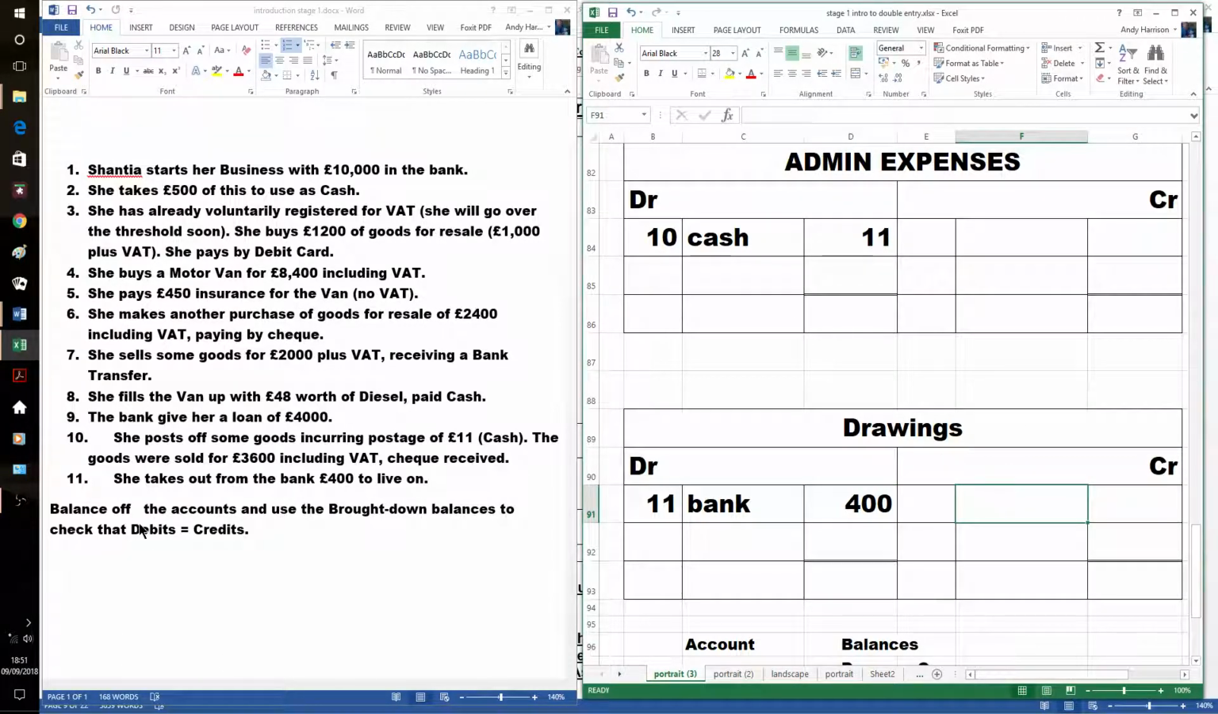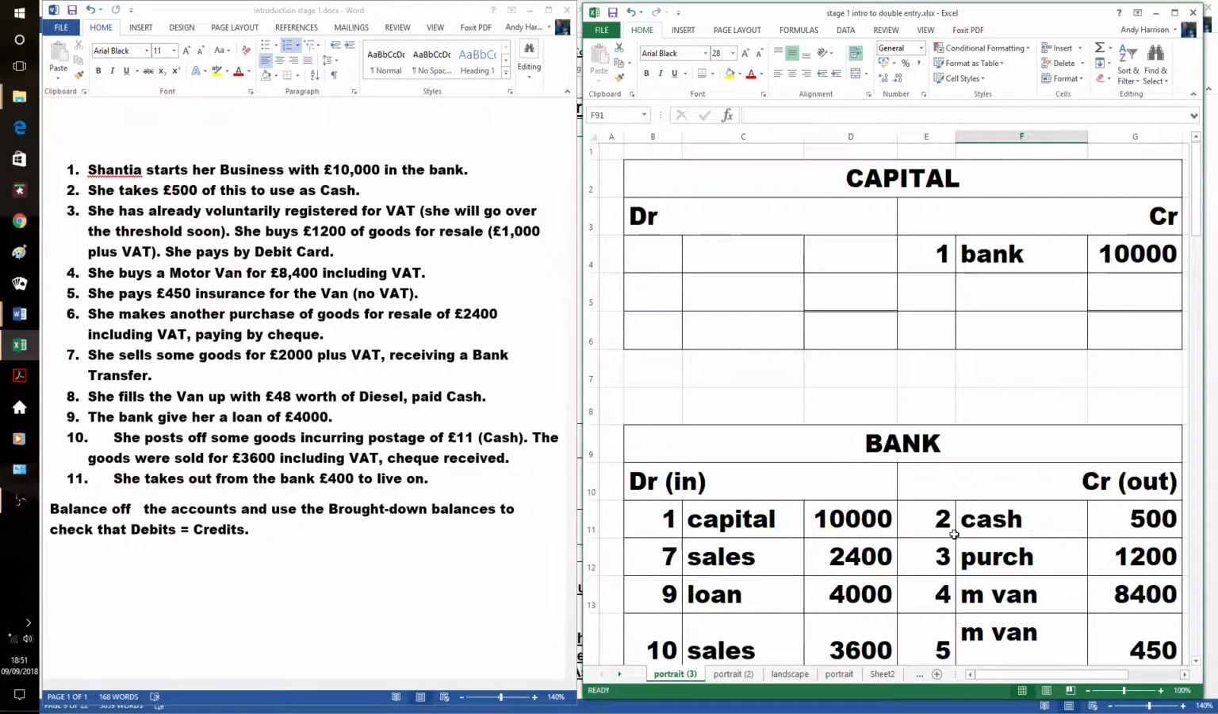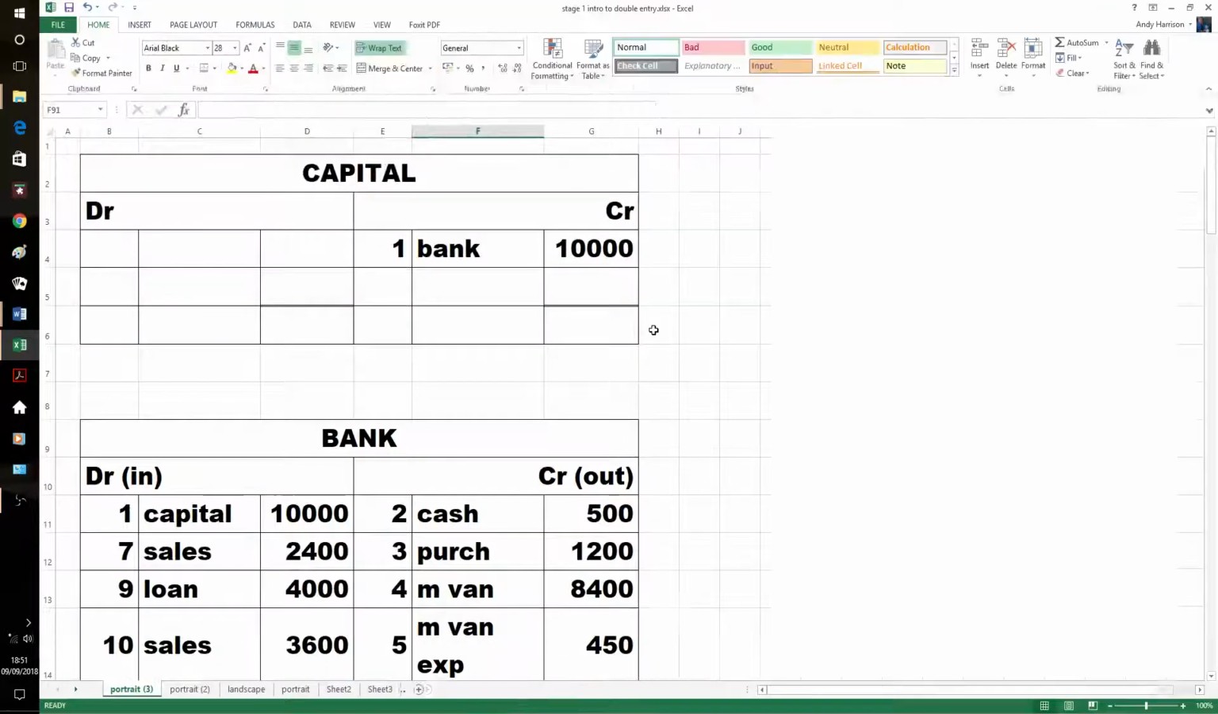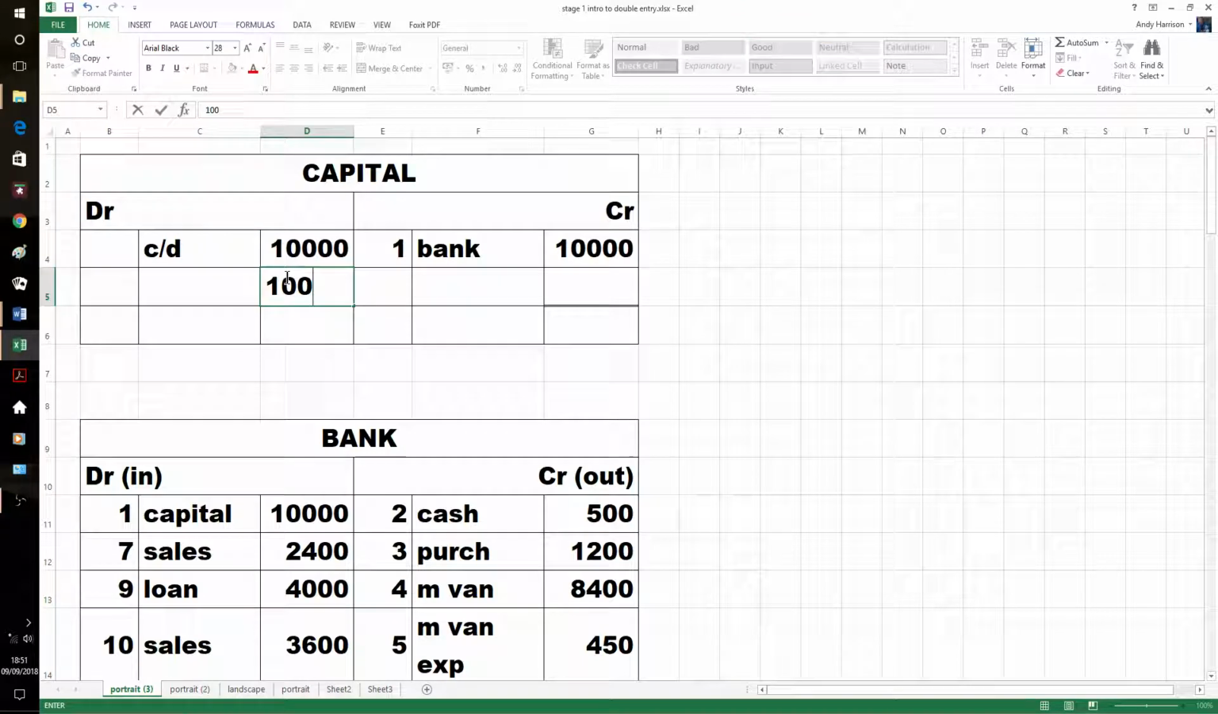So now the instructions say balance off the account, and then we'll use the brought down balances to check that our debits equals our credits. We've got a little table set up ready to do so. So now all we've got to do is balance off our accounts. So the balancing off process is sometimes a bit tedious, and sometimes it makes a lot more sense. So the one that will probably be tedious, because this has only got one transaction, we've got to make everything add up to 10,000.